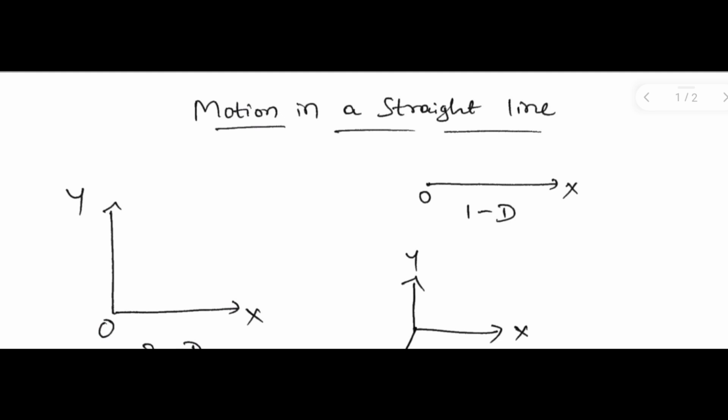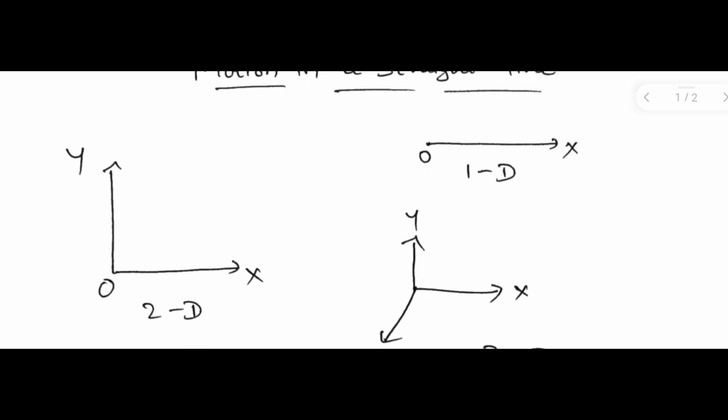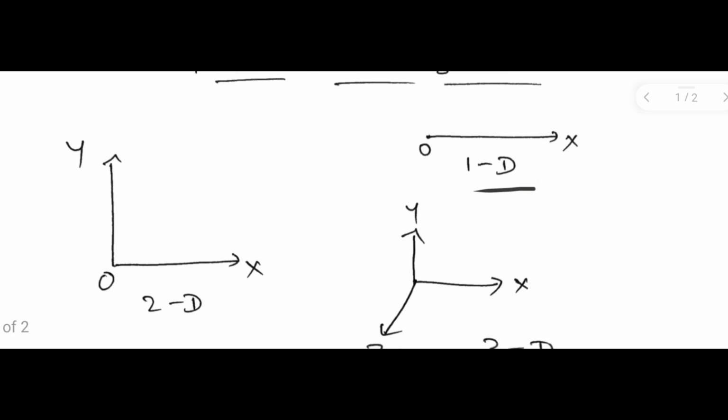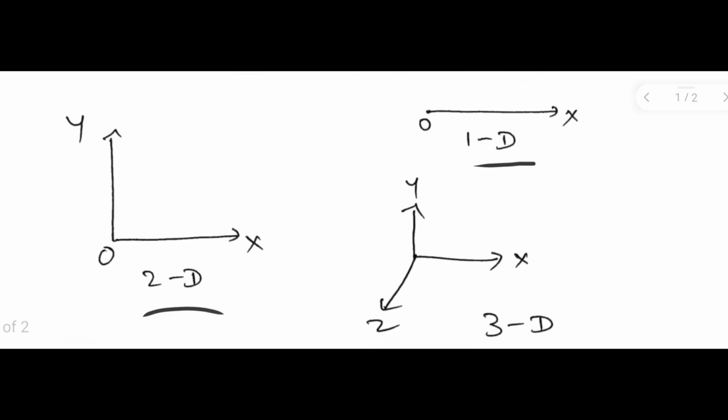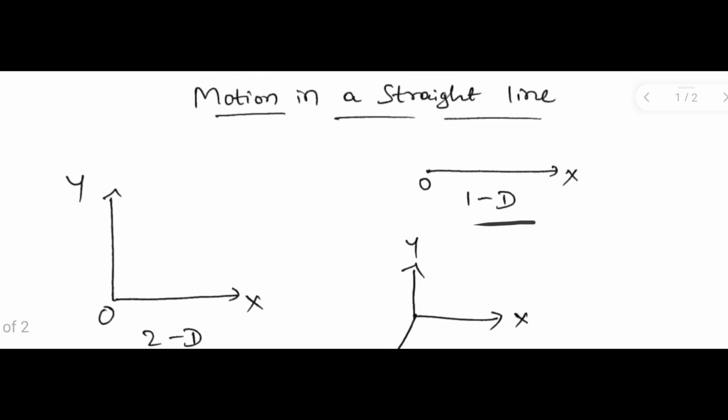Here, motion is classified into three types of motions. Those are one dimensional motion, this is 1D, and this is 2D, and this is 3D. In all types of motions, the physical quantities remain the same. The only difference is the measuring axis.